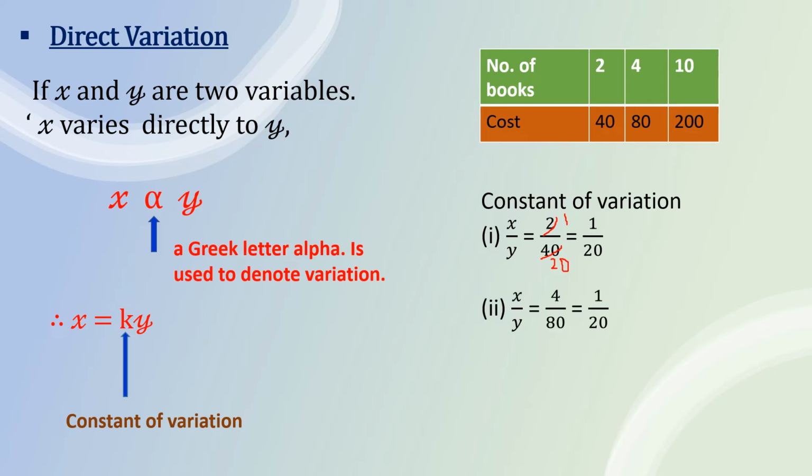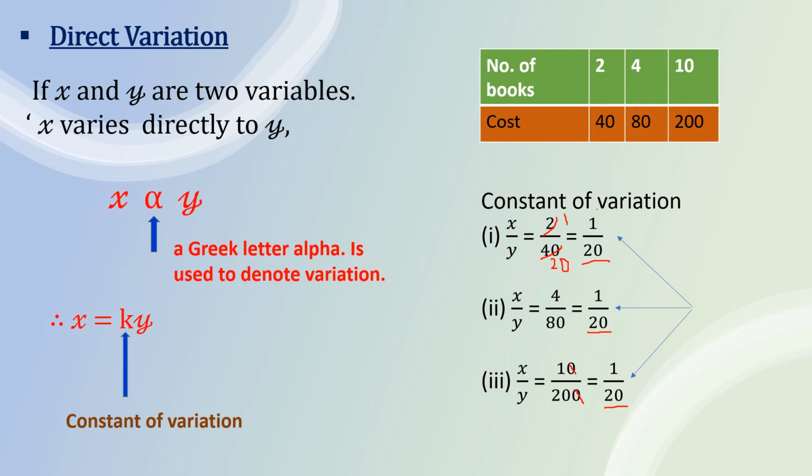Next I'll take X upon Y, which value is given, that is 4 upon 80. Now when you reduce this 4 upon 80, you'll get 4 ones are 4, 4 twos are 8 and 0. So 1 upon 20. Third one which was given is X upon Y, that is 10 upon 200, the cost. Here also 0, 0 will get cancelled, students. So what you get? 1 upon 20. All these three values are the same. Can you see 1 upon 20 value got? So this is constant.